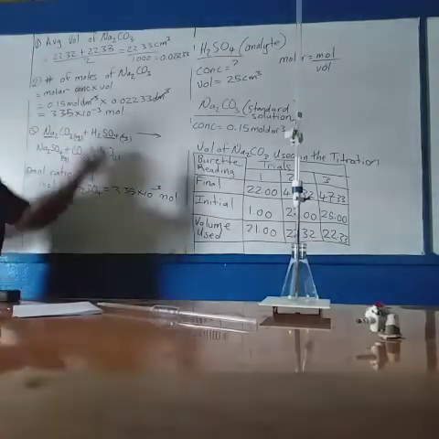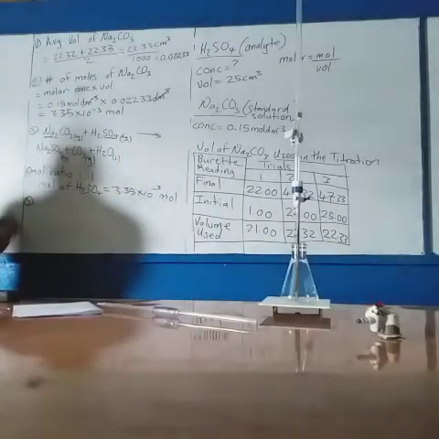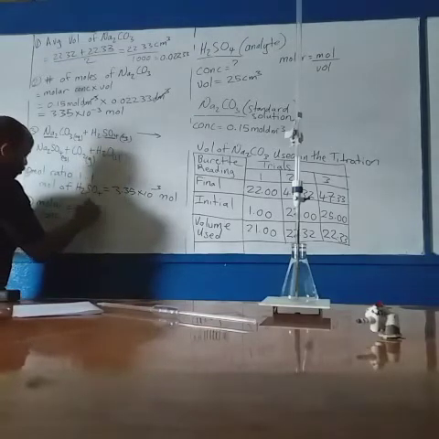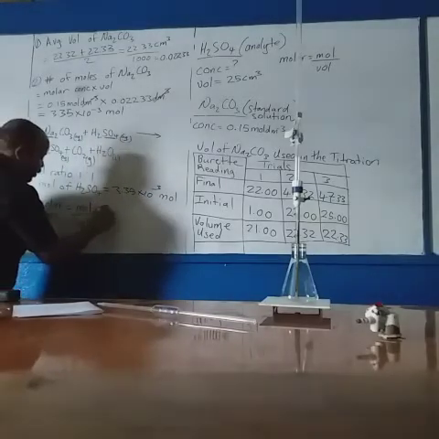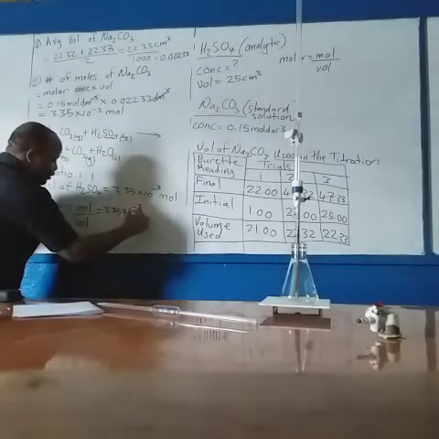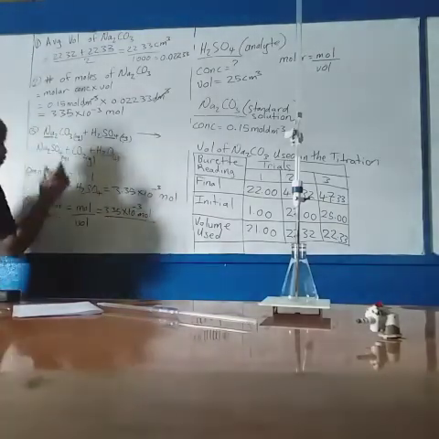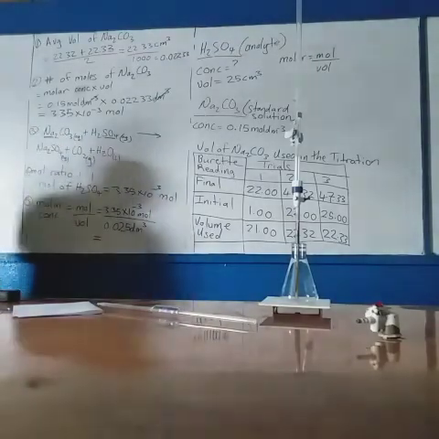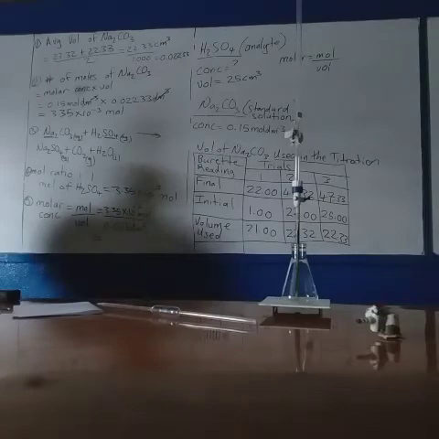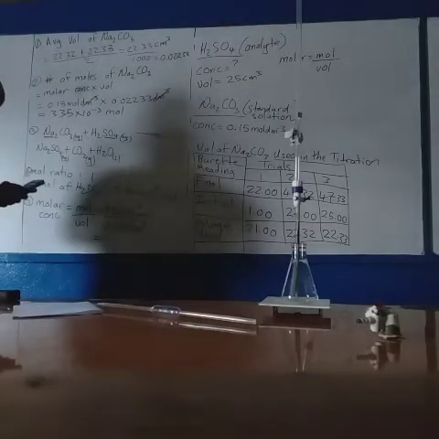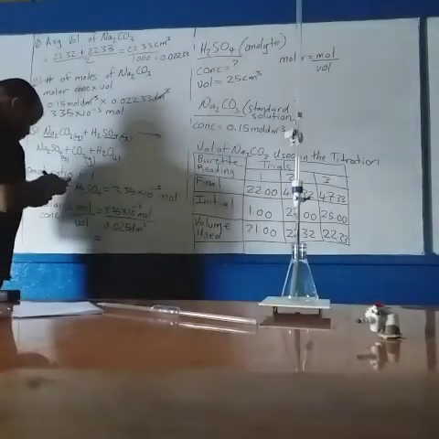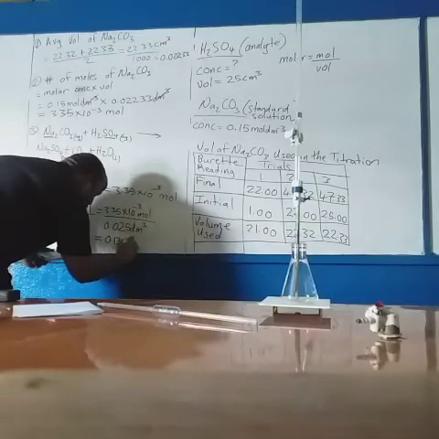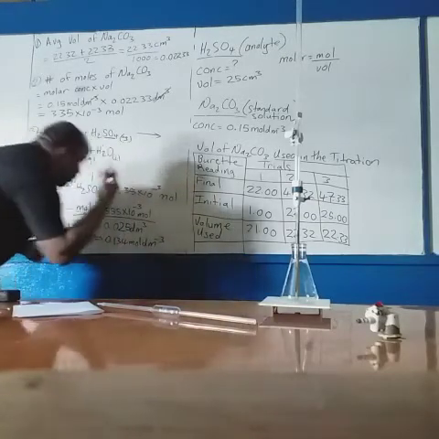Now you have the moles of sulfuric acid and you have the volume. Therefore you can easily go ahead and find molar concentration, which is equal to mole over volume. So the mole is 3.35 times 10 to the minus 3. And the volume is 25 cm cubed, but in dm cubed it will be 0.025 dm cubed. So we get 0.134 moles per dm cube for the answer.